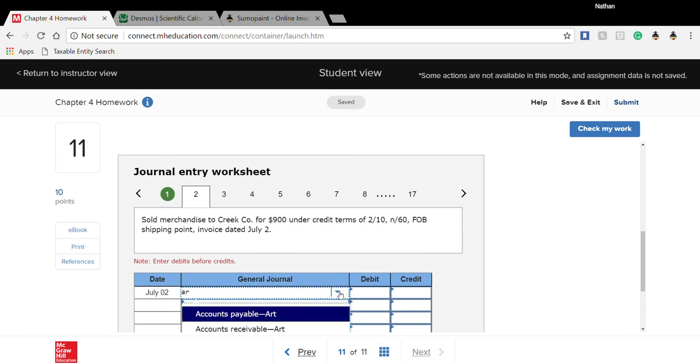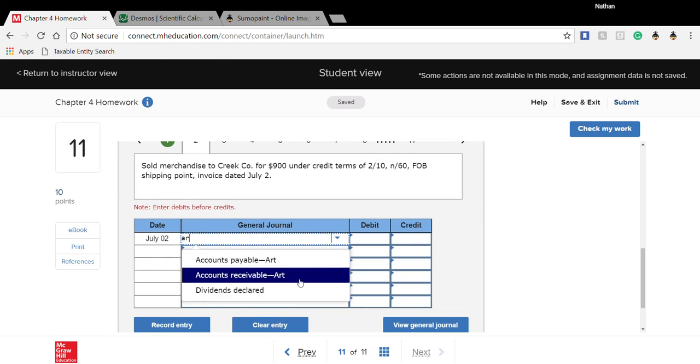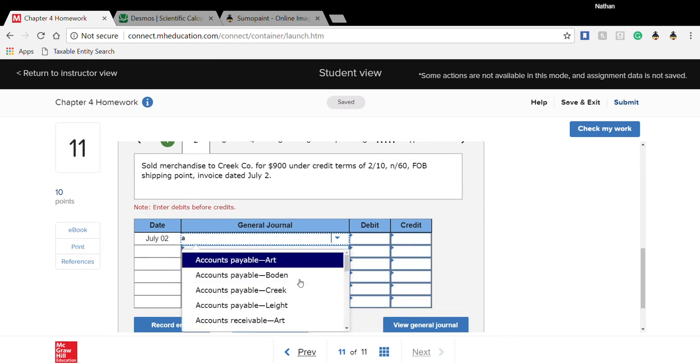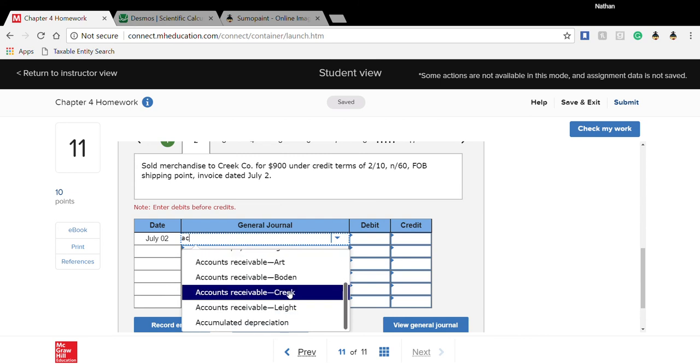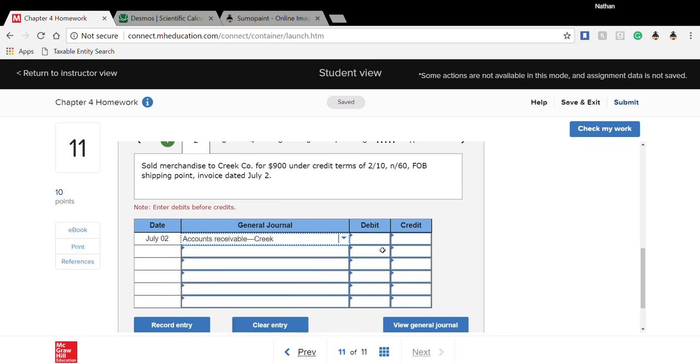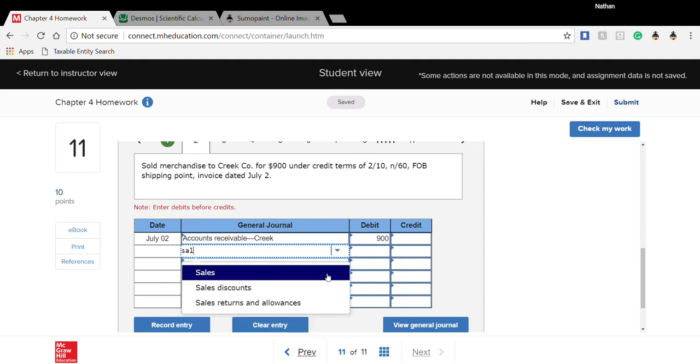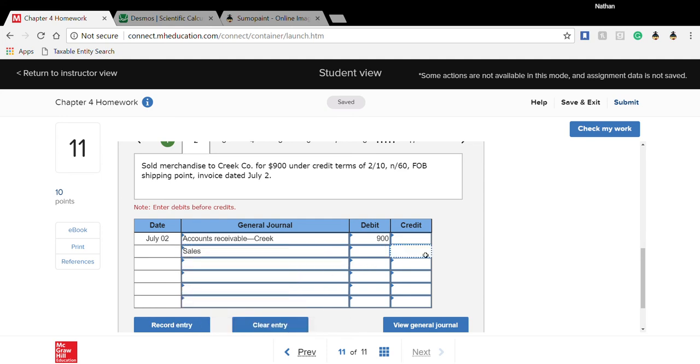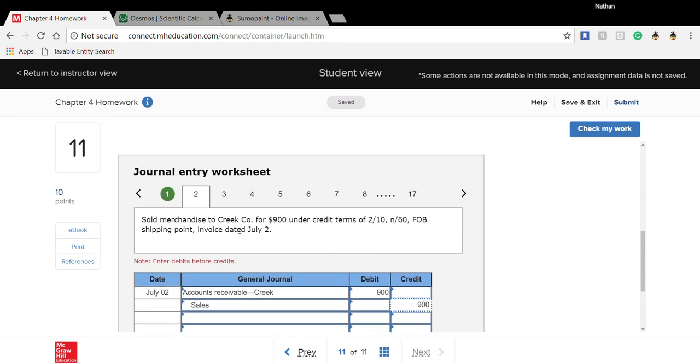So Creco is going to owe us. And so we're going to find accounts receivable, Creco. We're going to debit for the amount of the contract. And we're basically going to credit our sales, our revenue, of the same amount. Alright. So those first 2 transactions, nothing new, still same.